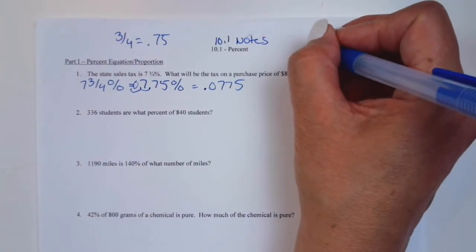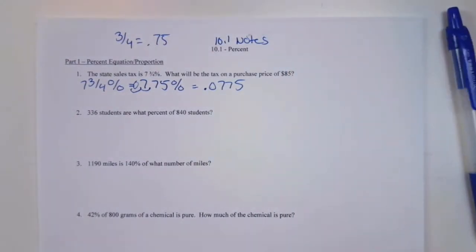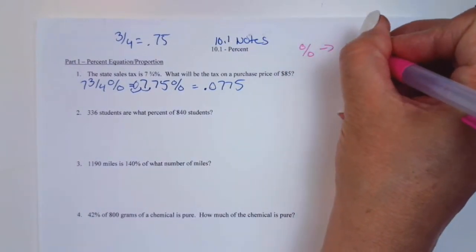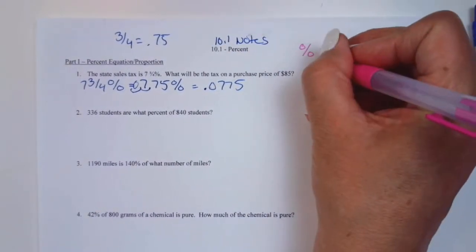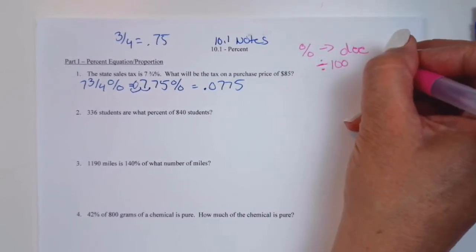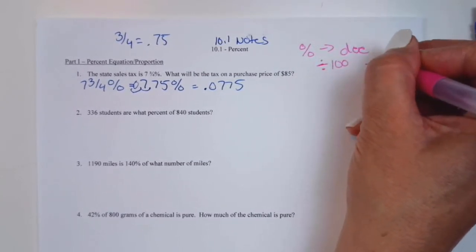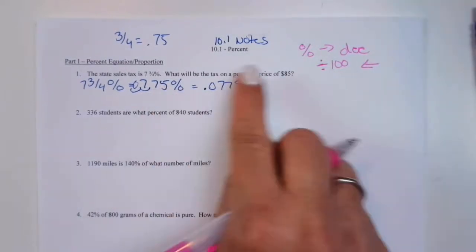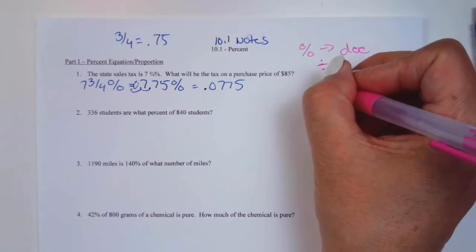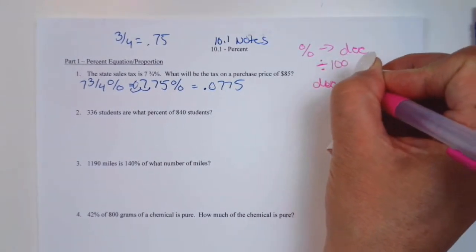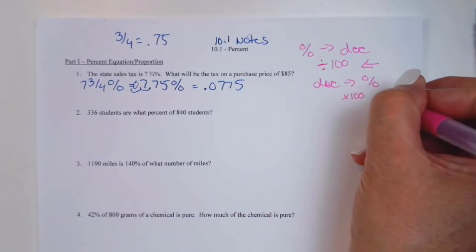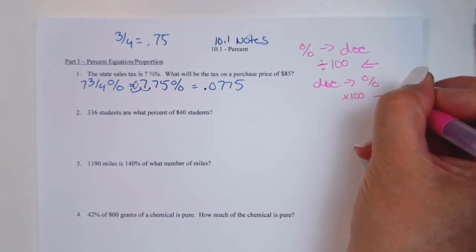So when we go from percent to a decimal, we divide by 100, and that means that we move the decimal point to the left by 2. If we are going from decimals to percents, we multiply by 100, and we move the decimal point 2 to the right.